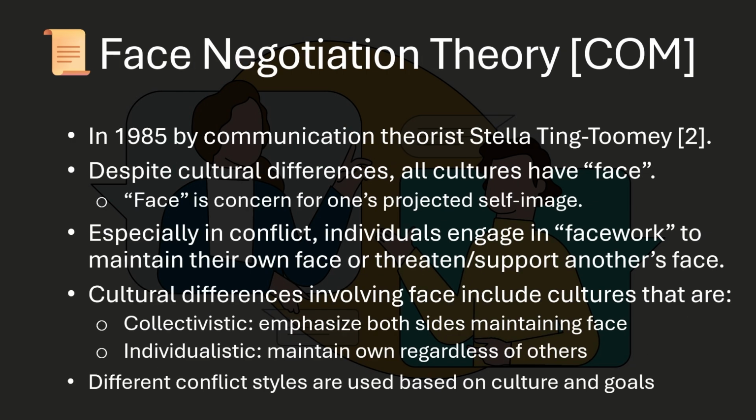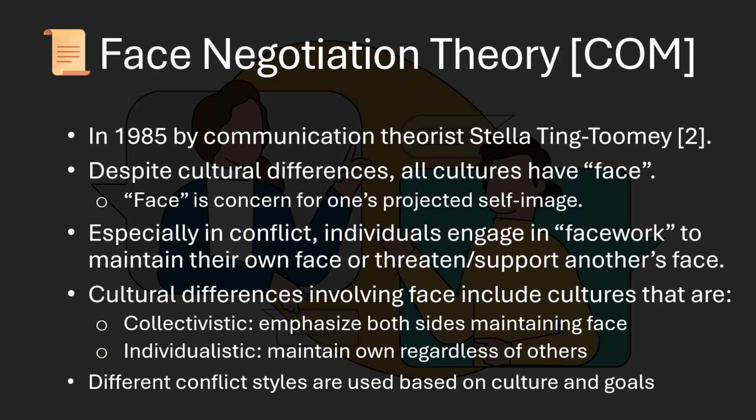Next, let's talk about face negotiation theory, which, if you remember, comes from the subfield of intercultural communication. This theory was developed by communication theorist Stella Ting-Toomey in 1985. The theory starts with the idea that despite cultural differences, everyone has what's called face. Face is basically the image or reputation that we want other people to have of us. Most people want to be seen as competent, respectful, and worthy of respect, and that's especially true during conflict.